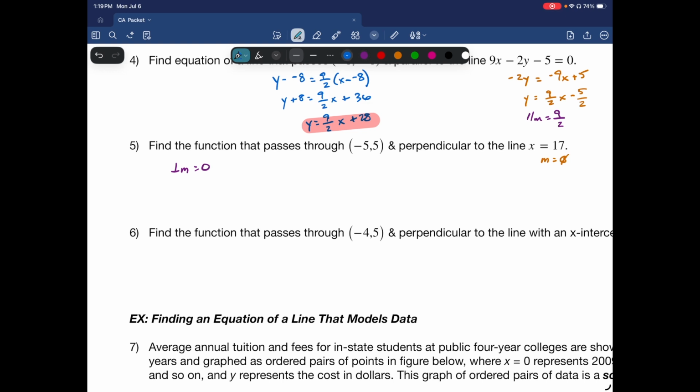All right, well, if it's a horizontal line and my slope is 0, I don't really need to go through the whole process of finding point slope. All I need to do is look at my y, and that's going to be y equals 5 for my equation.